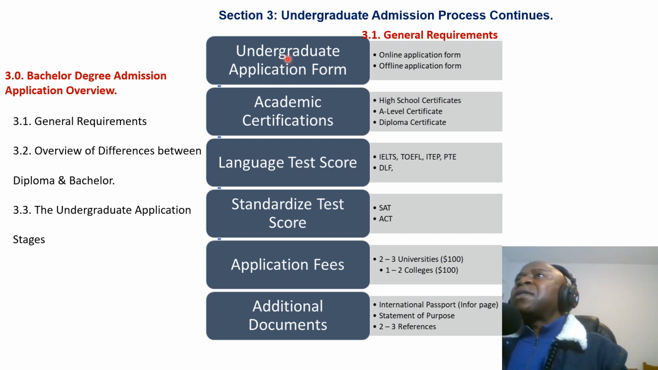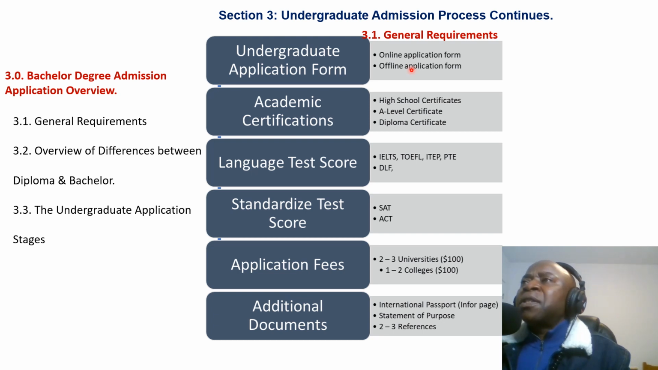So the first is the undergraduate application form. Each university has its own undergraduate application form. So it's always on their website. Most of the time you have to use it online. Before, you could use it offline: you download it, fill it and send. But now most of it is online.